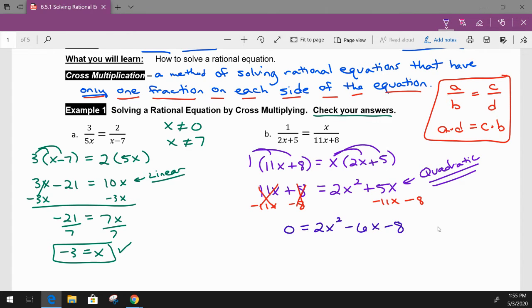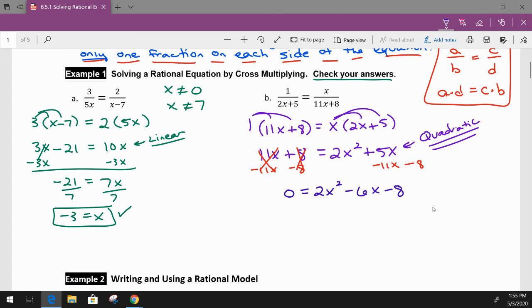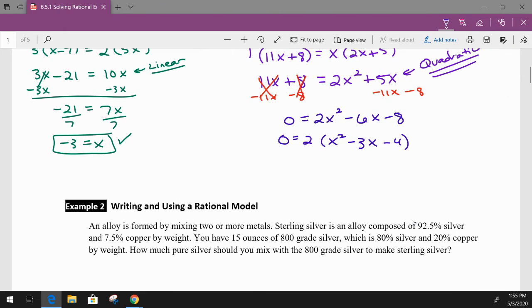Now we use our rules of solving quadratic equations. One of the processes of solving a quadratic equation is by factoring. If I look at my trinomial here, they all have a factor of 2, so I would want to factor out the 2. When I factor out the 2, I get x squared minus 3x minus 4. Then I'm going to factor that trinomial into x minus 4 and x plus 1.